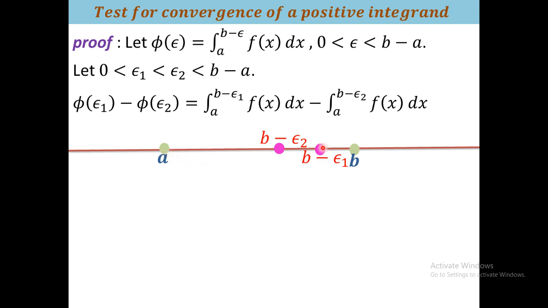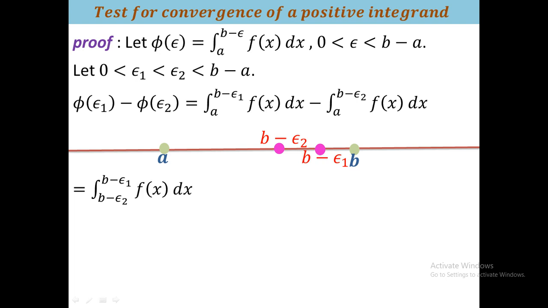Therefore, the value of the integral of the integrand from a to b minus epsilon will be greater than the value of the integration from a to b minus epsilon. Therefore, this will be greater than 0. And what will the value be? You see that you have to subtract that integration from a to b minus epsilon. Therefore, the result will be this portion, that is, integration from b minus epsilon to b minus epsilon 1.